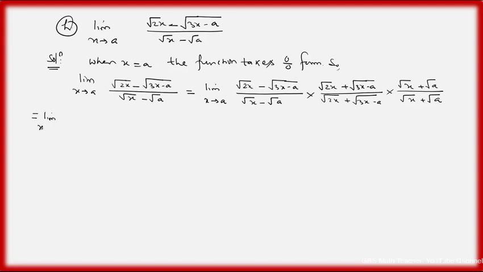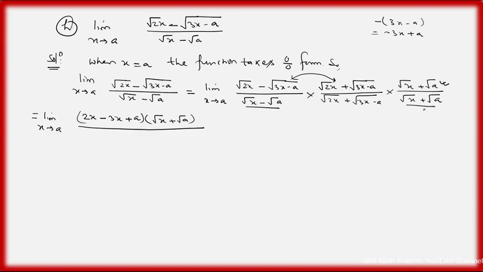Then the rationalizing factor of the denominator is root under x plus root under a. Then limit x tends to a, while multiplying these two factors we obtain 2x minus 3x plus a, because minus within a bracket gives 3x minus a, so minus gives minus 3x plus a, and this is one part. Then the other part is root x plus root a, whole over the product of first and last, which is x minus a, and the second term remains the same, root 2x plus root under 3x minus a.